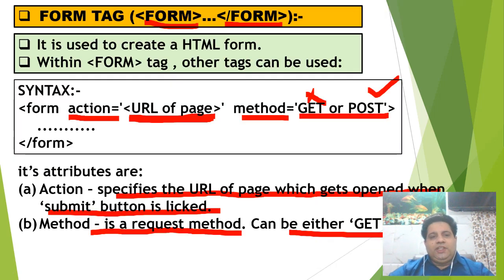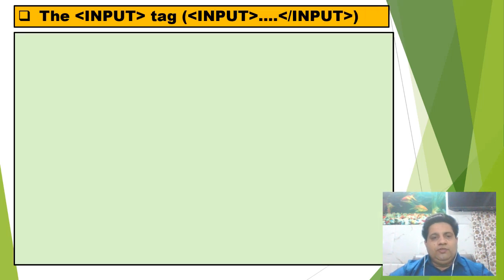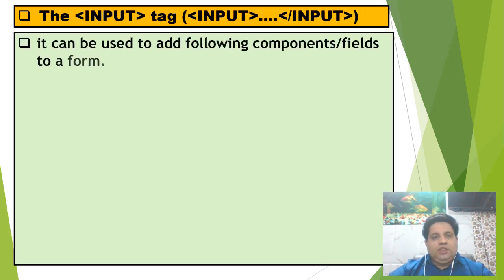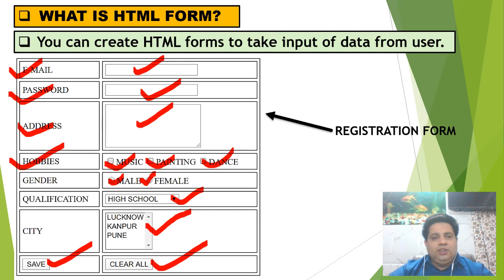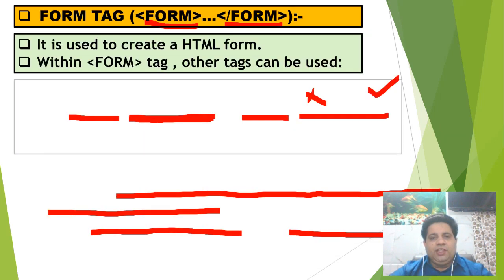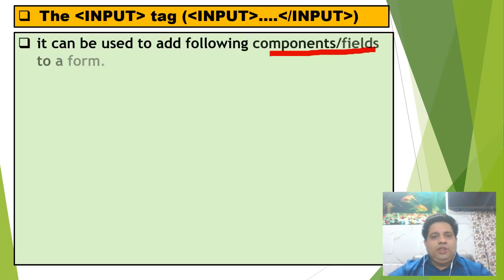Okay. Now the input tag. Most of the tags that you will use within the form tag, there are three tags that you can use within the form tag, and one is the input tag. It can be used to add the following components. Now these components are also called fields. See, in this form I have used email. This is field 1, this is field 2, this is field 3, this is field 4, field 5. So whatever components you are using are called fields.